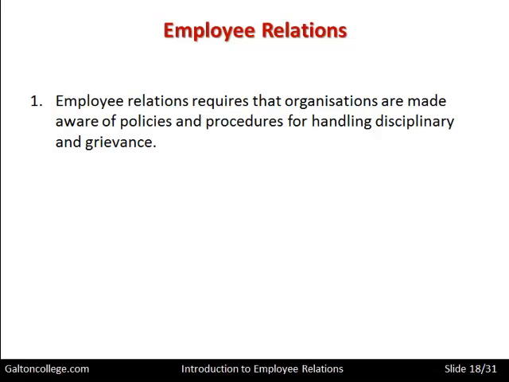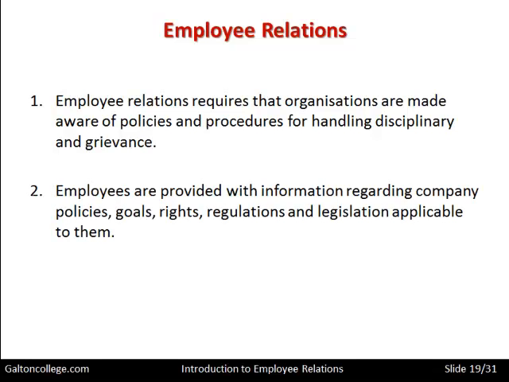Employee relations requires that organisations are made aware of policies and procedures for handling disciplinary issues and grievances. So when there are disciplinary issues and grievances to be dealt with, there are procedures. There are set procedures that can be gone through. They're not just made up on the spur of the moment. It's all been done before. It's been thought about, and there's a set procedure.